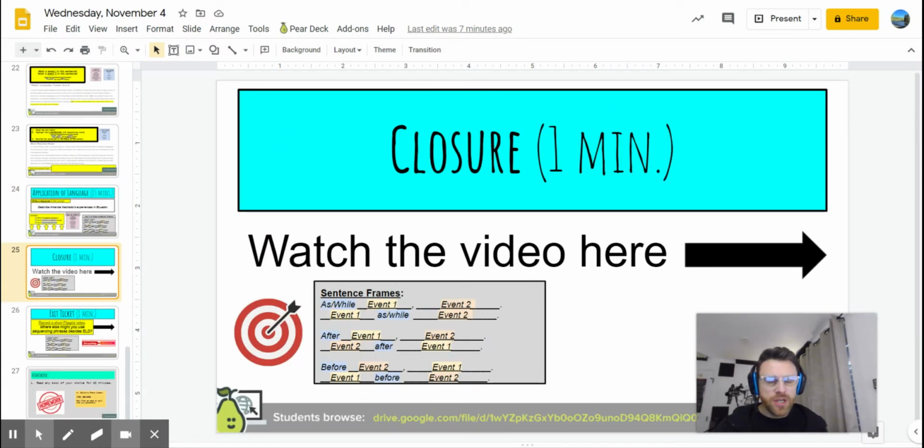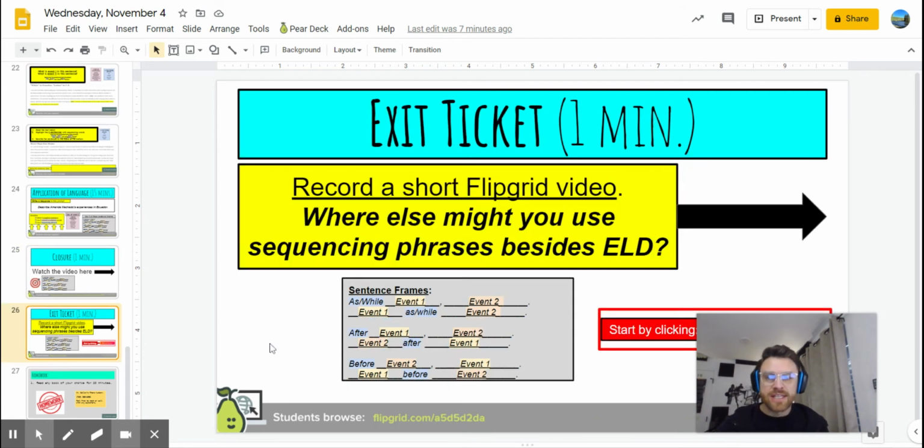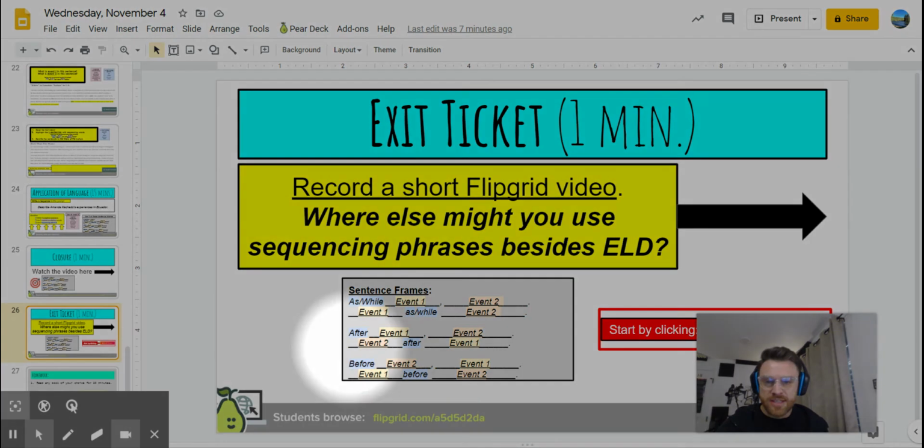After the application of language, I always record like a 1-minute video on portability, just explaining how they can take this language and use it in other contexts or in other classes. I give them a couple of examples. And then for the exit ticket, I have them come up with an example that has nothing to do with what we read today, nothing to do with the ELD class, but where they might use this language, in this case, as, while, after, and before.